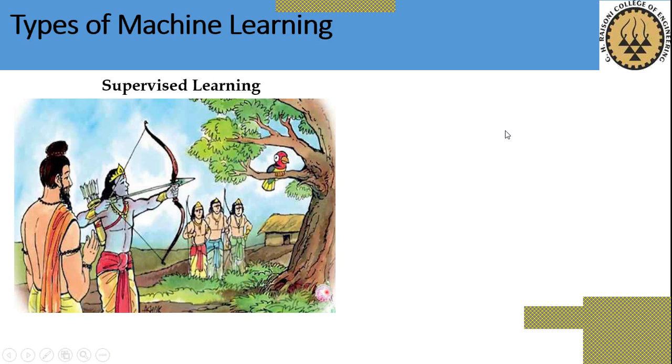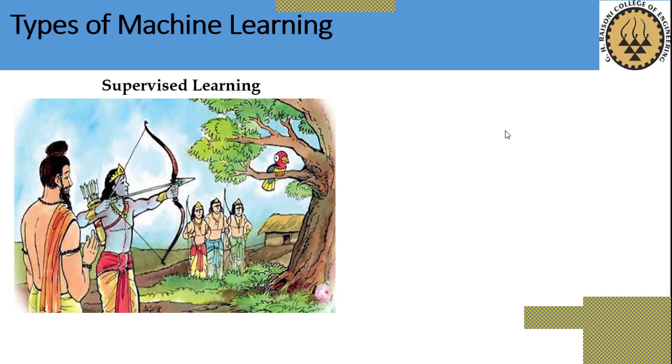As you know, there are basically three types of machine learning: supervised machine learning, unsupervised machine learning. Here, what do we mean by supervised machine learning? Supervised machine learning means there is one supervisor and you have to perform the task under the supervision of that person. For example, from the diagram you can see that there is one person.